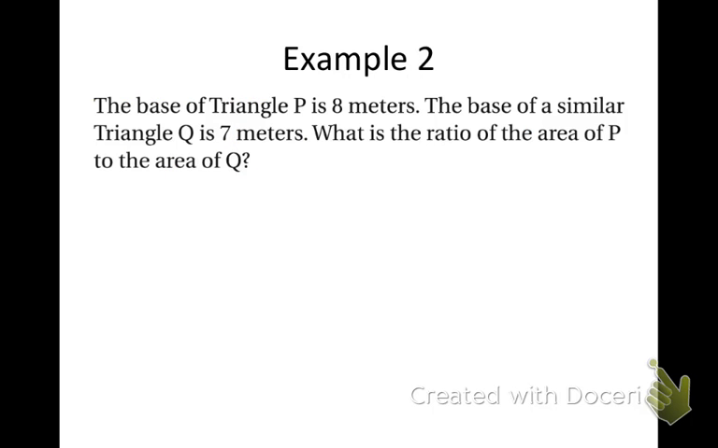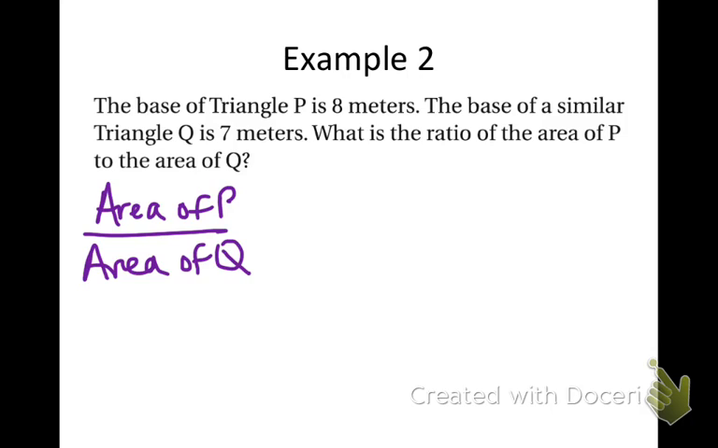So the base of triangle P is 8 meters, and the base of similar triangle Q is 7 meters. What is the ratio of the area of P to the area of Q? So again, start off by writing down what you want to find. Area of P to area of Q. So the way that their ratios are set up, you have to put the first one in the numerator and the second one in the denominator.